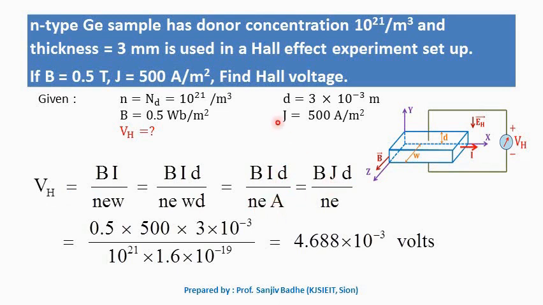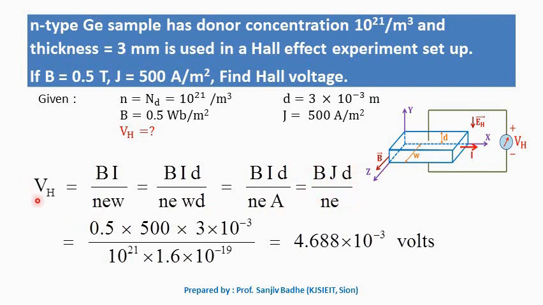Because the current density is given to us, we want the relation for VH in terms of J. So we got it: VH is equal to BJD upon NE, where I upon A is replaced by J. Now VH is equal to BJD upon NE. All the values are known.